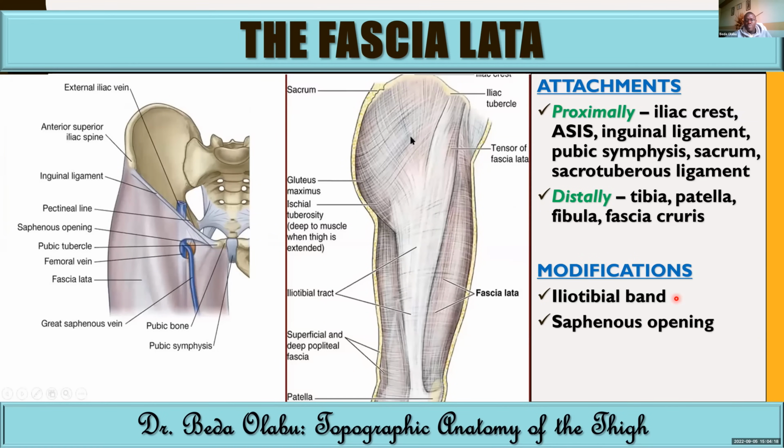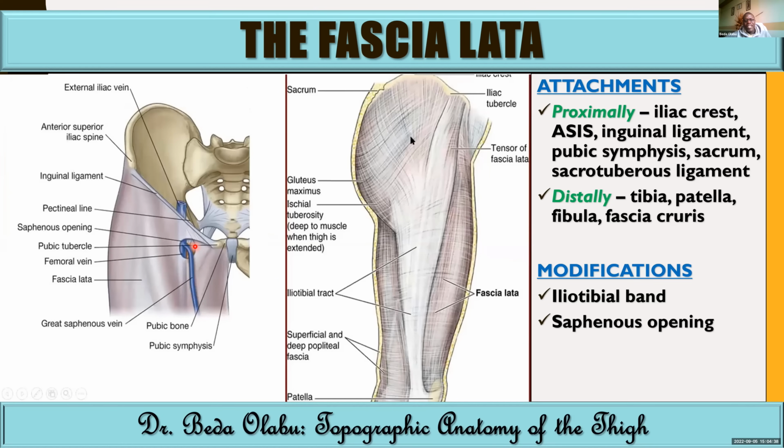Another modification of the fascia lata is an opening above here for the entry of the great saphenous vein. We call that opening the saphenous opening. So the saphenous opening is a large opening for the passage of the great saphenous vein.